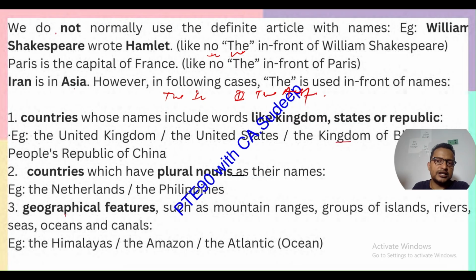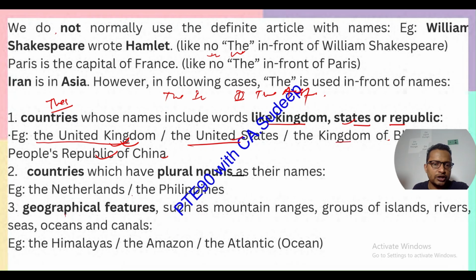But there are certain exceptions to this. For example, you can put "the" in front of those countries whose names start with or include kingdom, states or republic. For example, the United States, the Kingdom of Bhutan, the People's Republic of China. So if kingdom, states or republic is coming, then use "the".